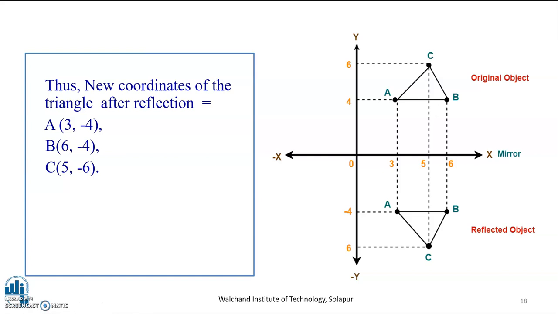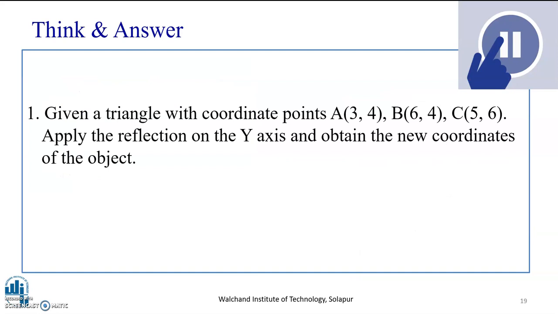I want you all to pause the video for some time and solve this problem. Here, the problem being given is again a triangle with coordinate points A (3, 4), B (6, 4), C (5, 6), and you are expected to apply the reflection along the y-axis and obtain the new coordinates. The previous example that we solved was for reflection along the x-axis. In order to assure that you have understood, I have taken the reflection problem for the y-axis. So pause the video for some time and solve this question.